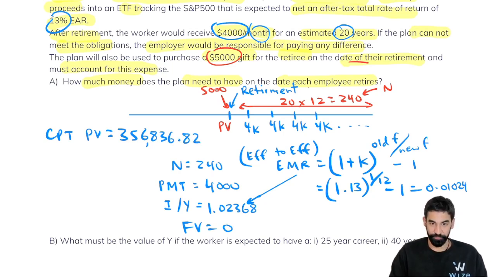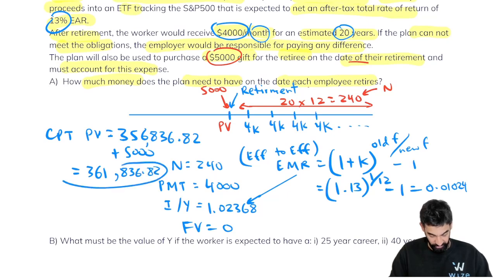But is that my answer? What am I forgetting there? It's the 5,000. They have to give that plus the 5,000 on the date. This one you don't need to discount back because it's exactly on the date of their retirement. So you would take this number plus 5,000, and now this would give you the answer. So if I do 356,836.82 plus 5,000, that gives me 361,836.82. That is your answer.